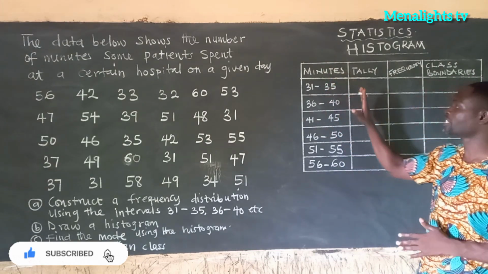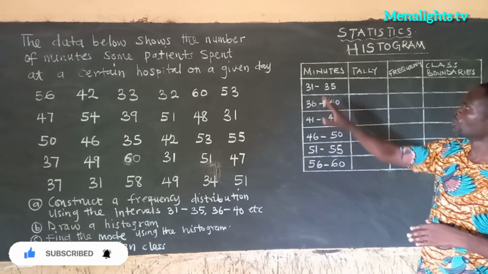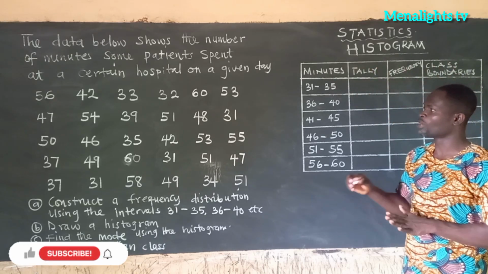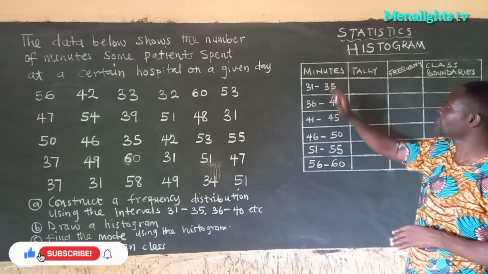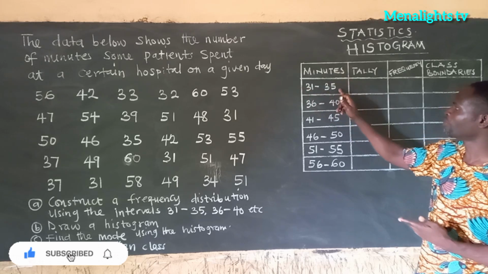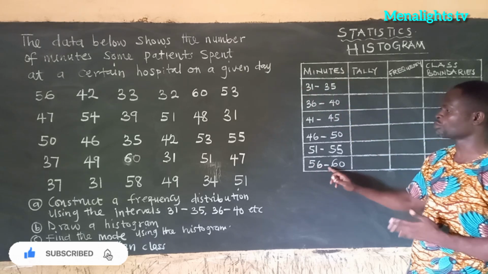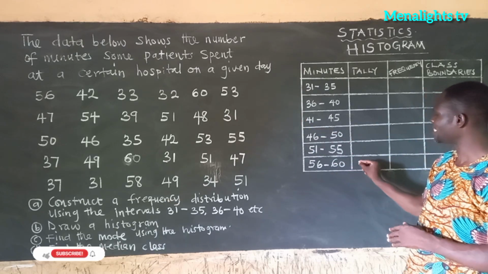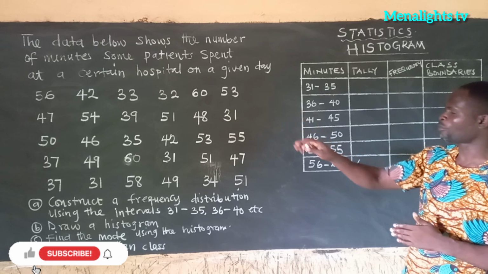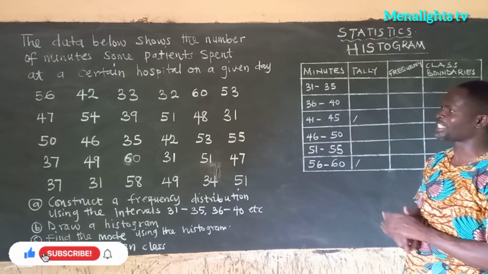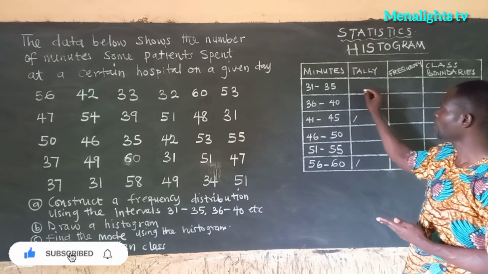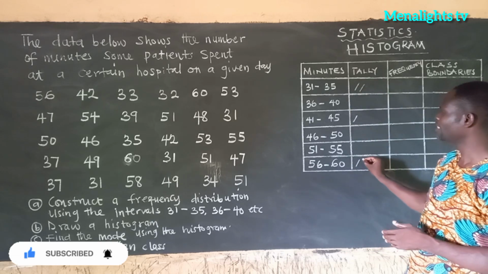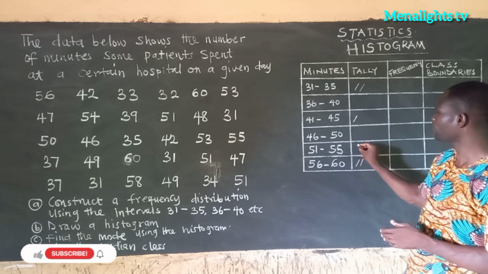So this is our frequency distribution table: the minutes, tally, frequency, and then the class boundaries. We have the minutes from 31 to 35, up to 56 to 60. The first number we have there is 56, so the 56 is here. Then followed by 42, and the 42 is here. Then the 33 is between 31 to 35. 32 is also here. 60 is here. 53, so the 53 is here.